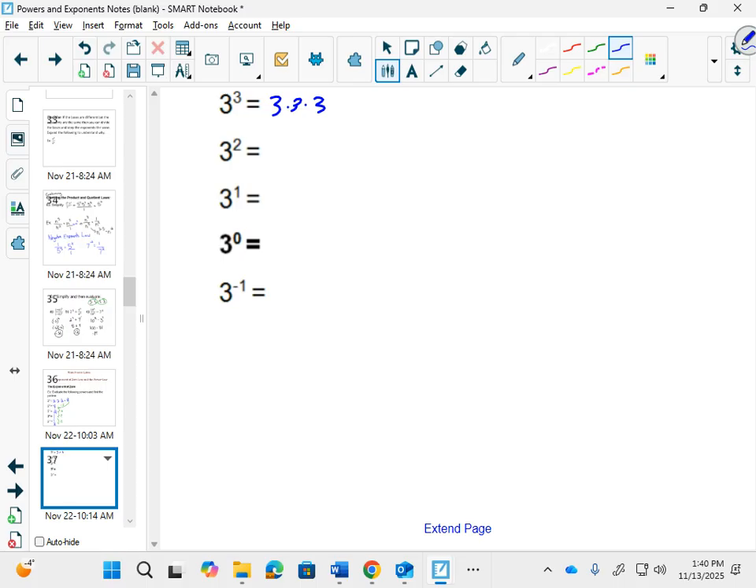Hey, anybody know what that's equal to? 27. And 3 times 3 is 9. So what did we divide by? 3. And then you divide it by 3 again. Any guesses what 3 to the 0 is? 1. You divide it by 3 again. What about 3 to the negative 1? 1 over 3.